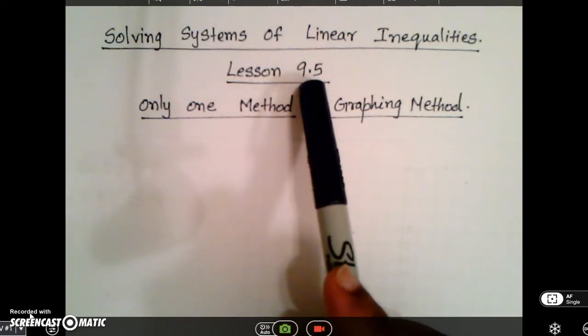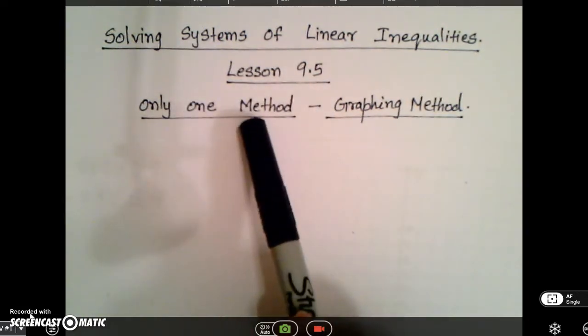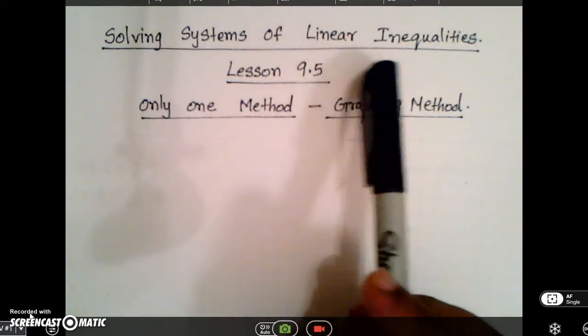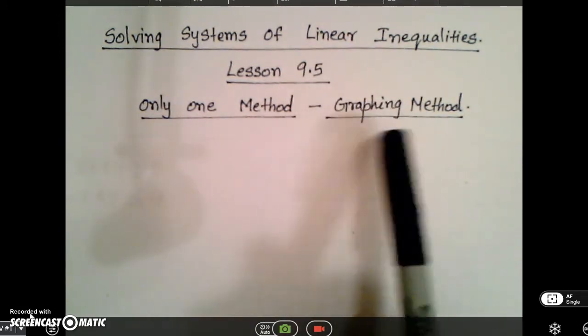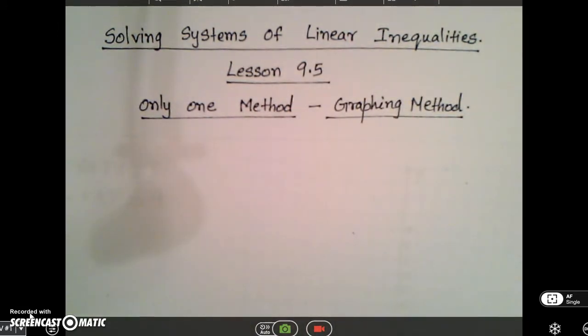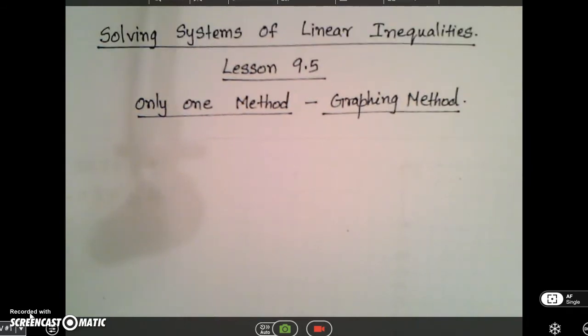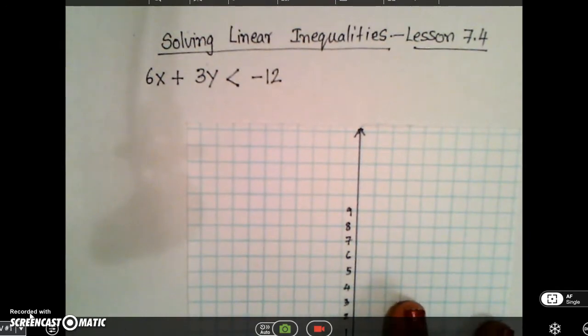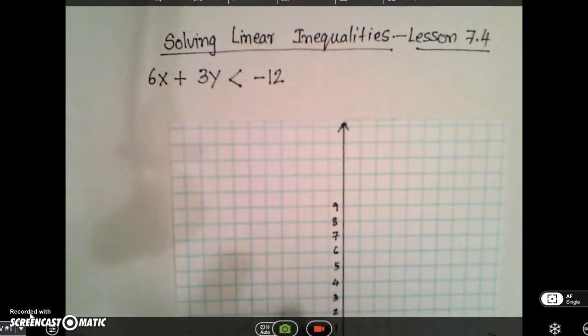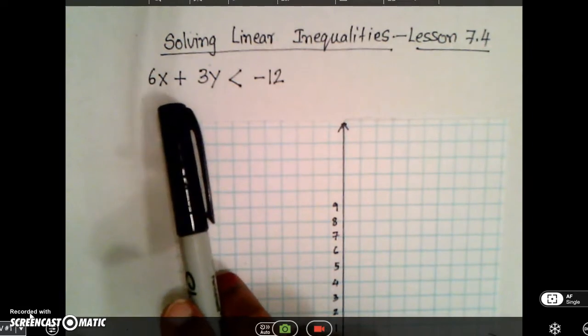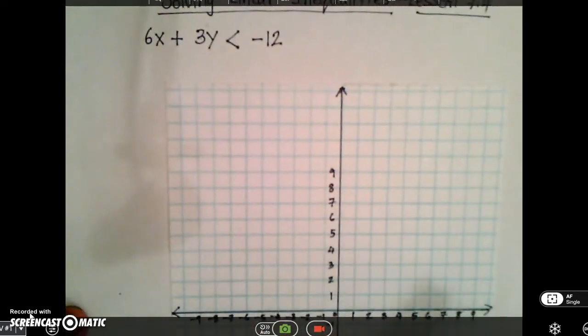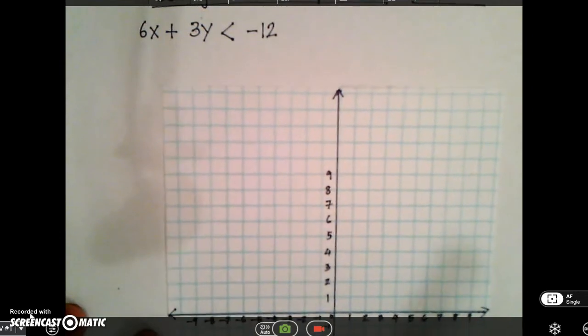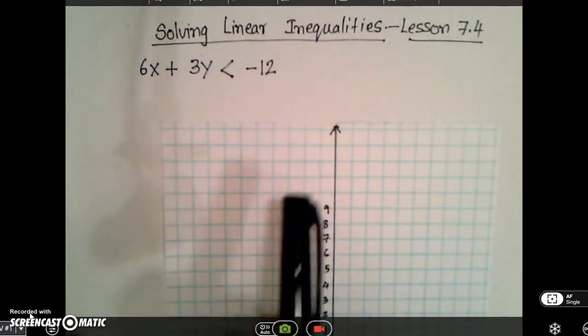This is lesson 9.5. There is only one method that I can use to solve the system of linear inequalities. That's the graphing method, so it's not too much of confusion. To know how to graph my systems of linear inequalities, I need to know how to graph my linear inequality. If we can go back to lesson 7.4, where we learned how to graph a linear inequality, we are going to use the same concept here, and we are going to graph our linear inequalities.